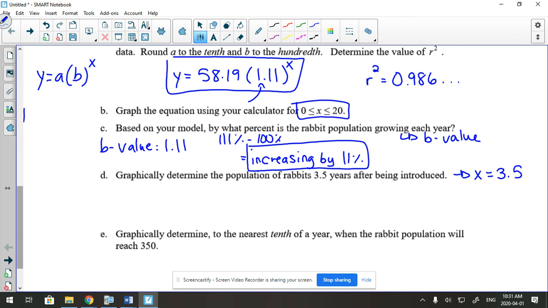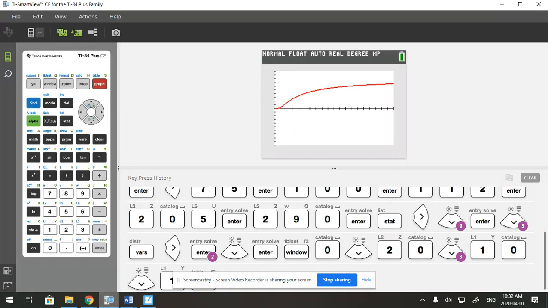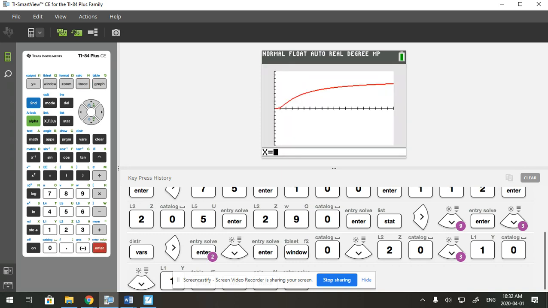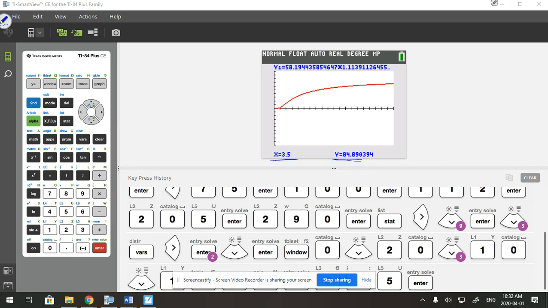So we can use our calculator to figure that out. And I wrote it off to the side here. If you go to your Calc menu and then Value, you can enter in any value for x and it'll automatically just tell you what the y is. So let's do that. So I'm going to go 2nd Calc, and I'm going to go to Value, which is number 1. And I want to know when x is 3.5, I'm going to hit Enter, and it'll now tell me what my y value is when x equals 3.5. So I can see it's going to be, if I round to the nearest rabbit, 85 rabbits approximately would be there after 3.5 years.